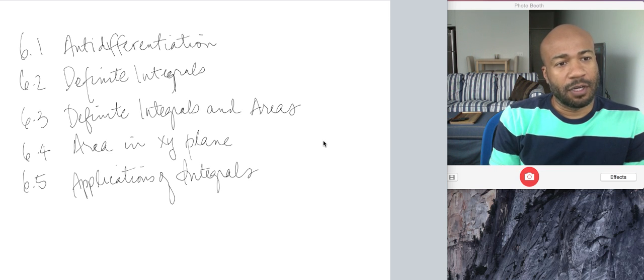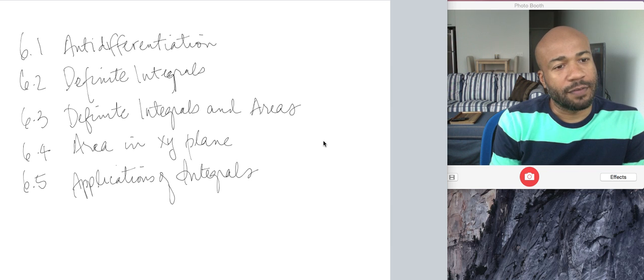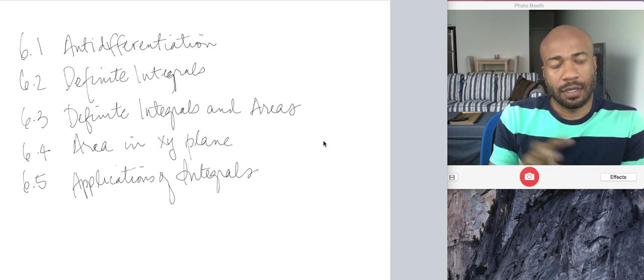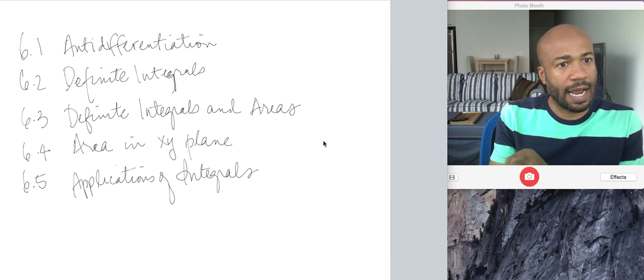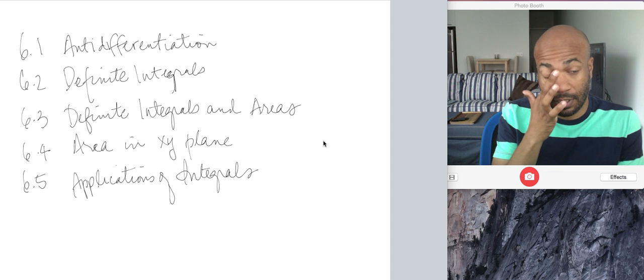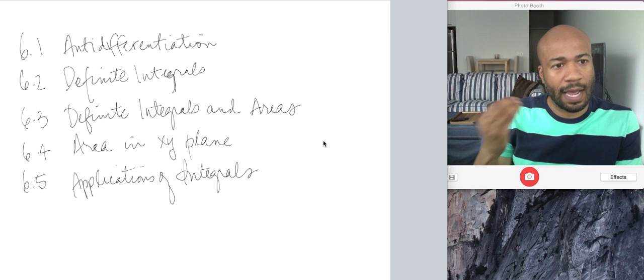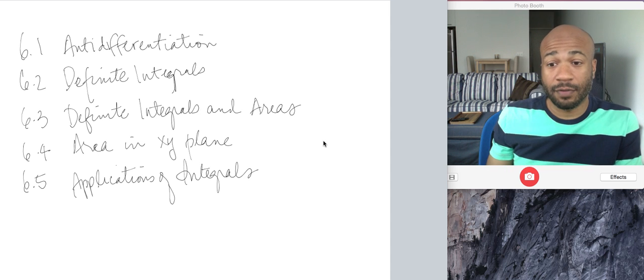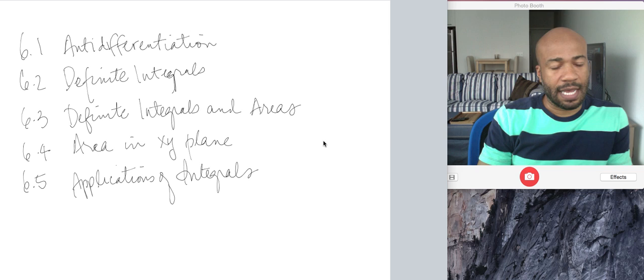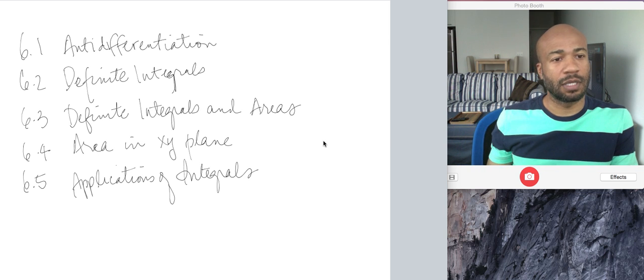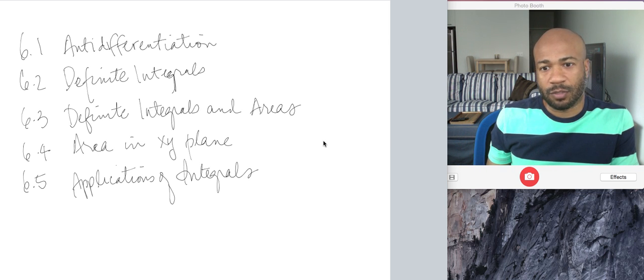So the beginning of integration is again 6.1 anti-differentiation, 6.2 definite integrals. We'll talk about defining area, or finding the area under a curve between an actual interval on the x-axis. So 6.2 is more of the technique of how you're doing it. 6.3 is how we actually define that answer to area under the curve. And then 6.4 is to actually calculate, given functions, how you can calculate the area under the curve in the xy plane, which is just the Cartesian coordinate system.